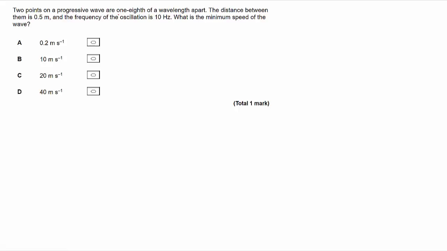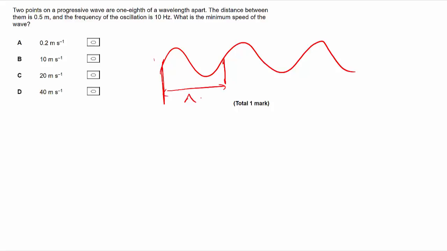2 points in a progressive wave are 1/8 of a wavelength apart. So let's imagine we have a wave. One full wave would be from there to about there. That's one full wave. And it says 1/8 of a wave apart. So cut it in half, that's half of a wave apart, that's a quarter of a wave apart, that's 1/8 of a wave apart.